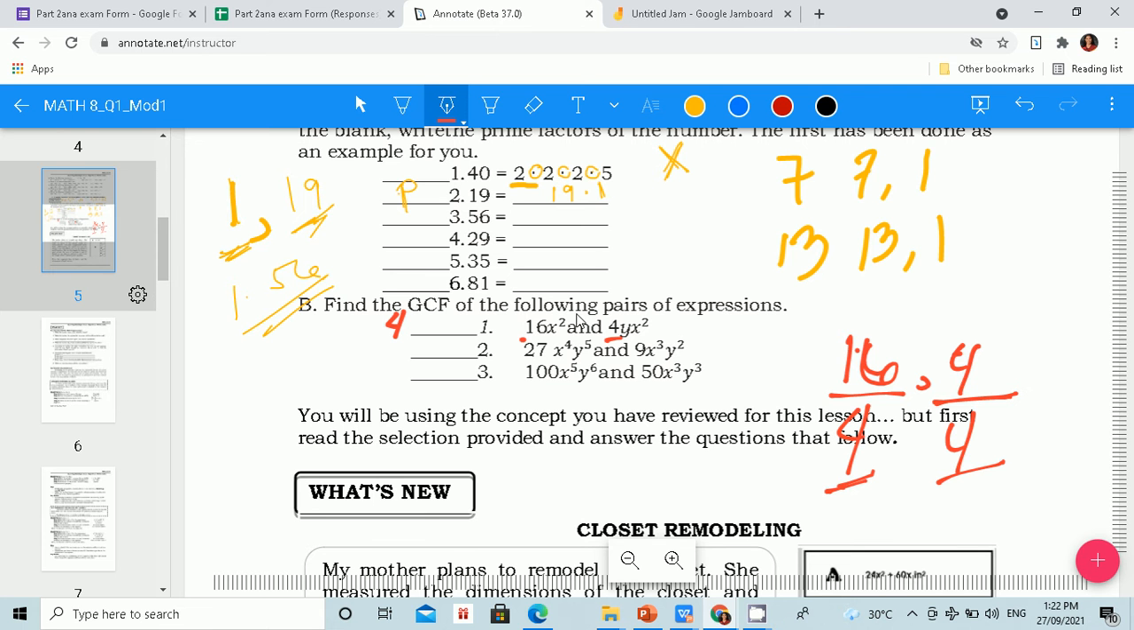Now, class, we have x squared and yx squared. So, 16x squared and 4yx squared. So, what is their common? What variable is common to them? We have x squared. So, we can say that x squared is common to 16x squared and 4yx squared.